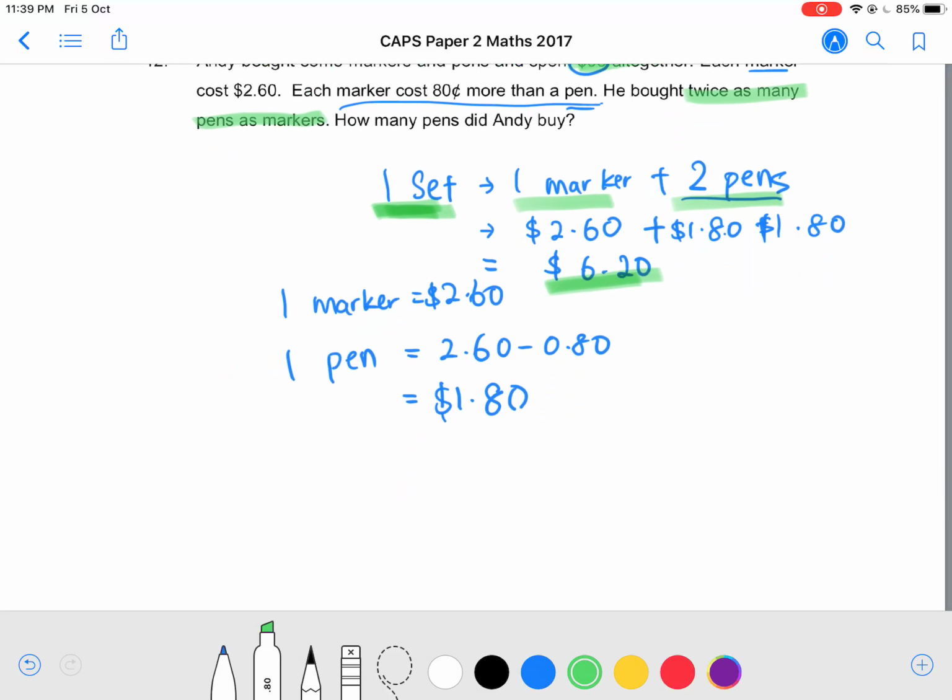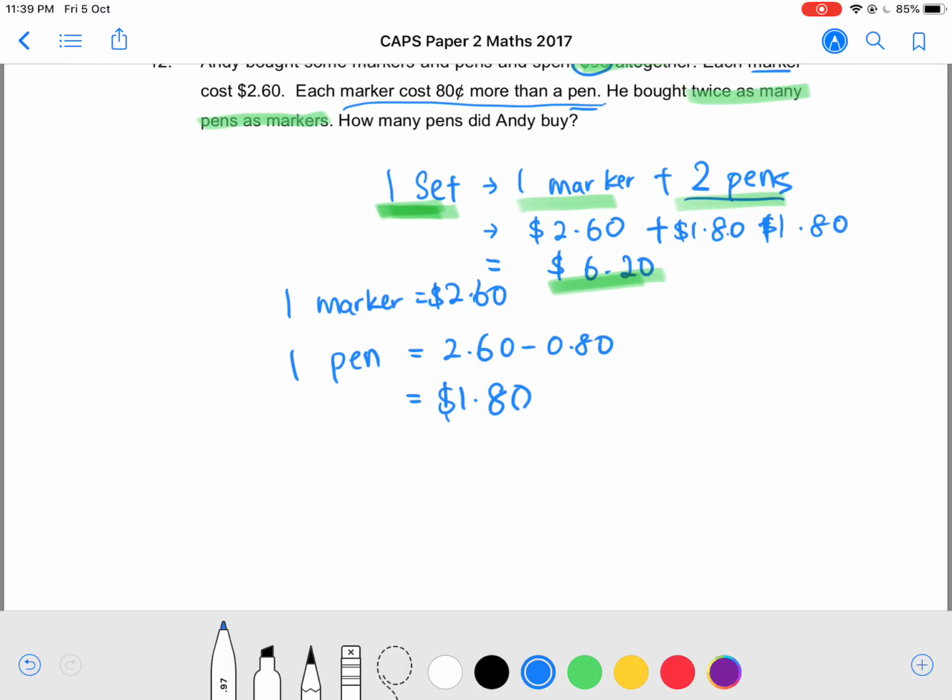And you spend a total of $93, right? So let's proceed to find out how many sets did this person buy. With $93, one set costs $6.20. So very nice number, 15 sets.